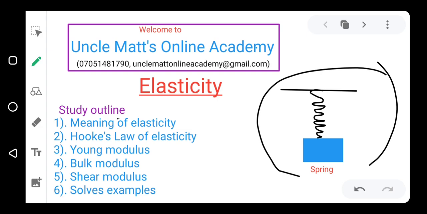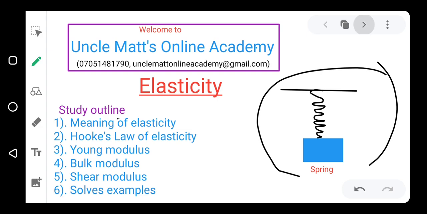Your rubber band, when you put a force on it or a load on it, it will increase in length, and when you remove the load applied to it, it will come back to its original shape and length. The same thing with springs. When you put a load on a spring, its length will increase, and when you remove the load applied to it, the length will come back to its original form.